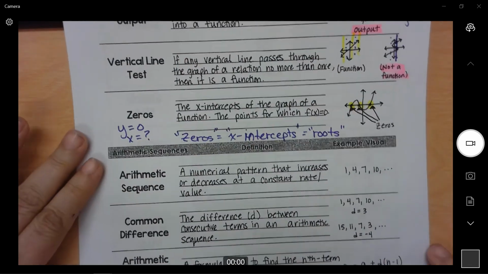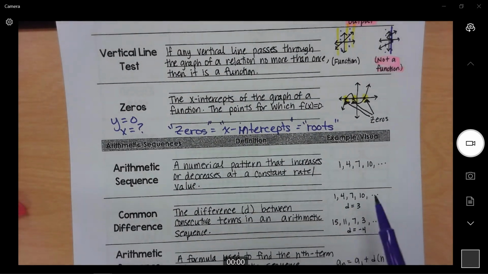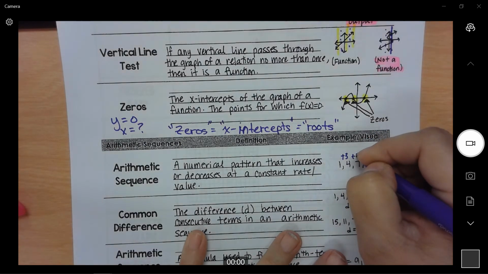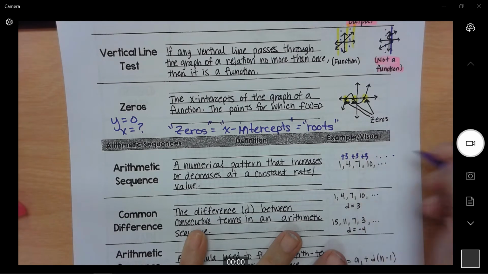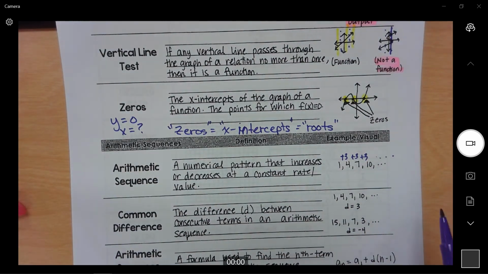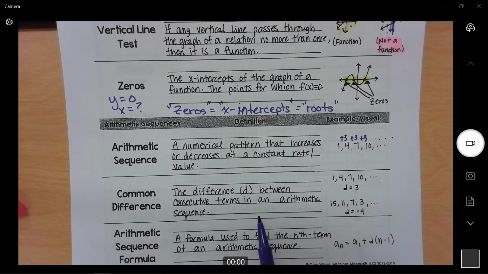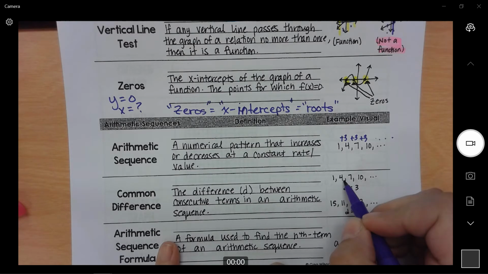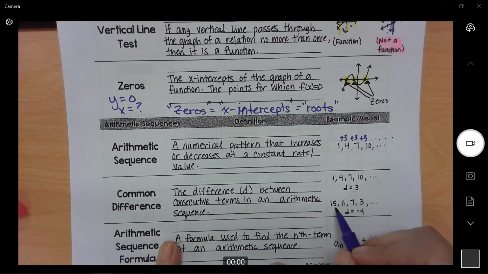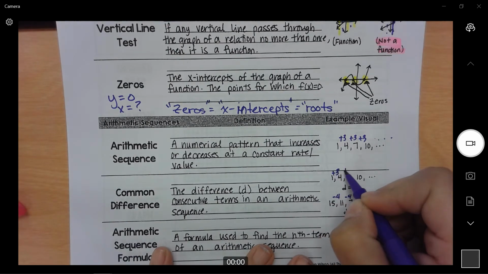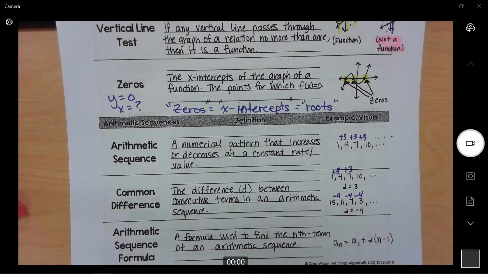All right, an arithmetic sequence is a sequence of numbers that increases or decreases at a constant rate. So if you notice, we're adding 3 all the time. So we could just keep doing that and we would have an arithmetic sequence. A common difference is the difference between consecutive terms. So between 1 and 4, you added 3. Between 4 and 7, you added 3. Here, we're going 15 to 11, that's subtracting 4. So our common difference is what we're either adding or what we're subtracting.